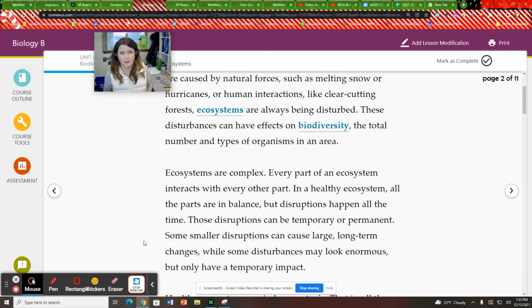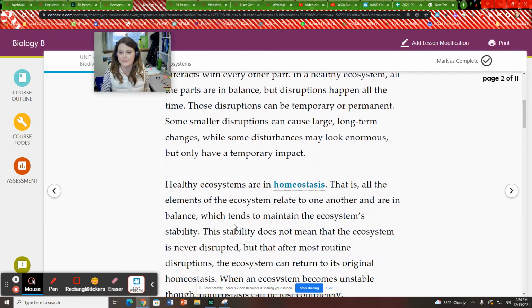Disruptions happen all the time. They are normal and natural. In a healthy ecosystem, all of the different parts are in balance, and we call the state of being in balance homeostasis. It's an interesting word to use here because oftentimes you think of homeostasis as what happens within an individual organism that keeps the organism's body systems in a state of internal balance, and we call that the state of homeostasis.